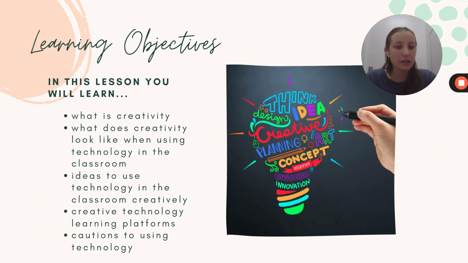So we'll start off talking about some learning objectives today. First off, we'll start talking about what is creativity, a definition of creativity, and then what does creativity look like using that in the classroom with technology. I'll also present some ideas about how we can use technology creatively, and then present also some platforms that can be used in a classroom on the day-to-day schedule. And then also we'll go over some cautions about using technology.